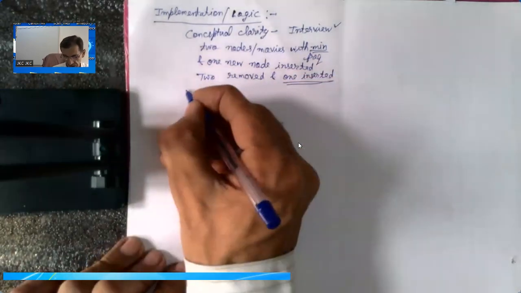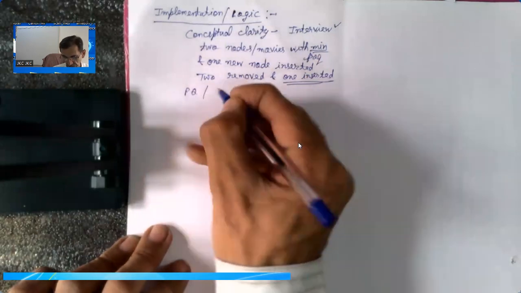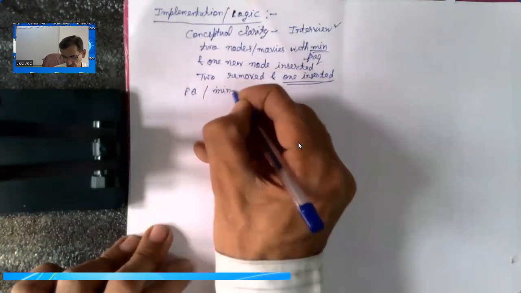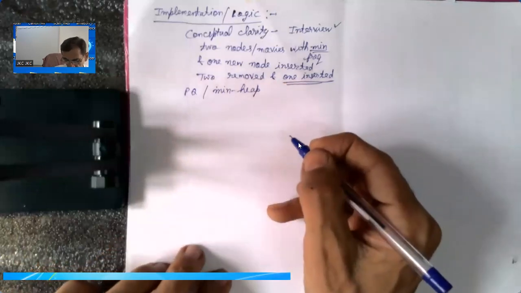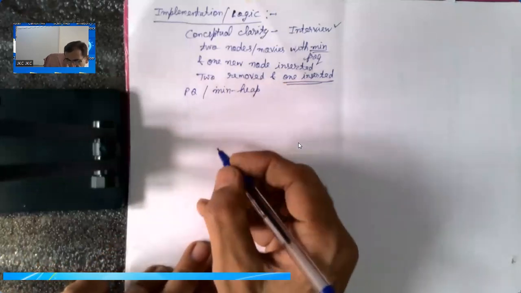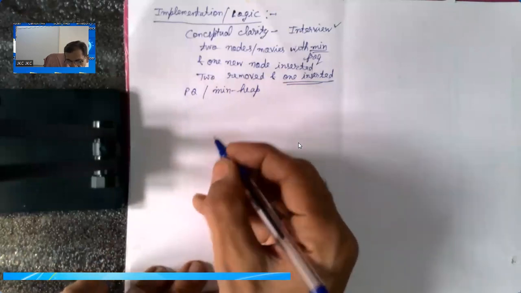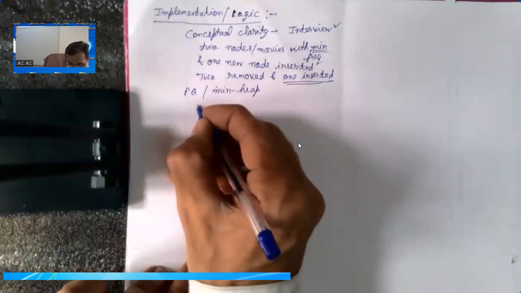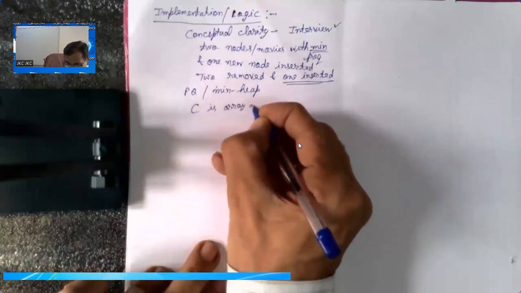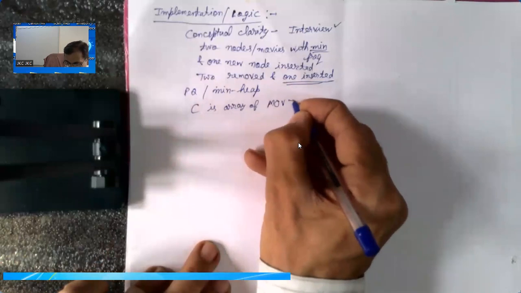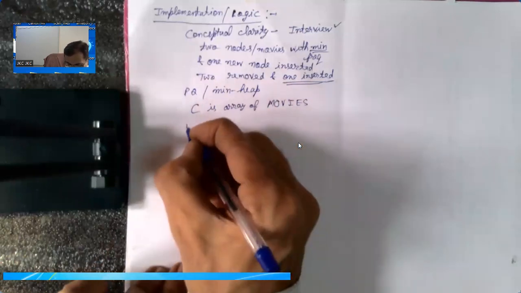Hence, obviously, a priority queue, or what you say a min heap, can be a good choice, as we did in graphs also in MST or in Dijkstra. As I need an extract-min kind of thing, I can use that. So I say if my C is my array of movies, then I can treat them initially as a PQ.